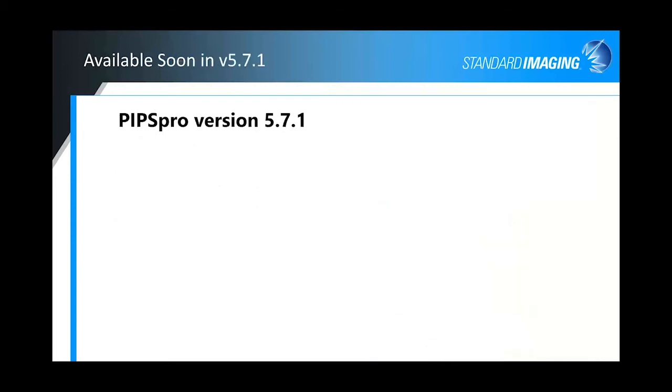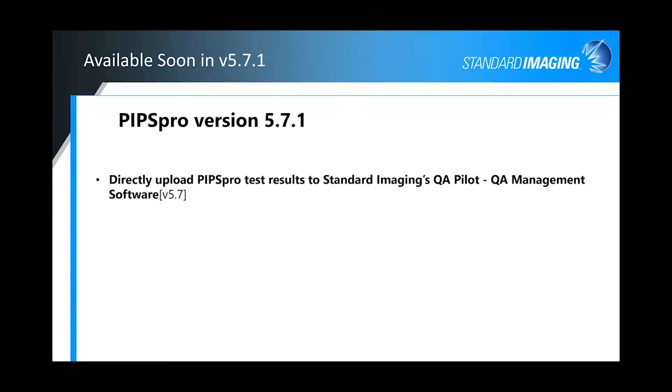So just a quick overview. Actually, it says available soon, but it has been released just about a week and a half ago, our PIPSpro 5.7.1. We have that direct upload now to our QA Pilot, as I had mentioned multiple times. We have enhanced cat fan marker detection. So when the software is looking for that key slice, it's an improved algorithm to find that key slice.